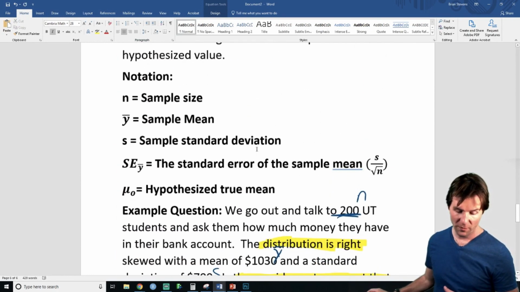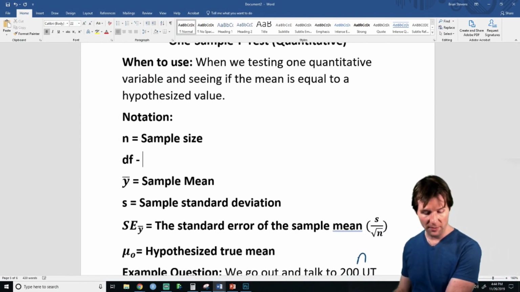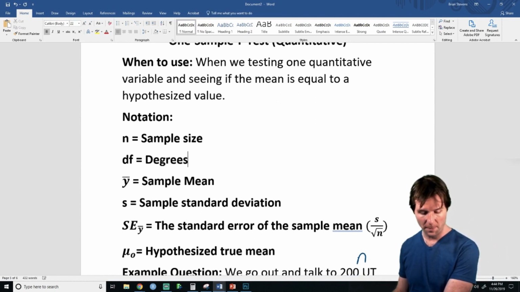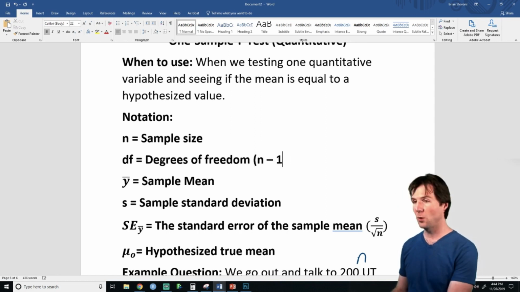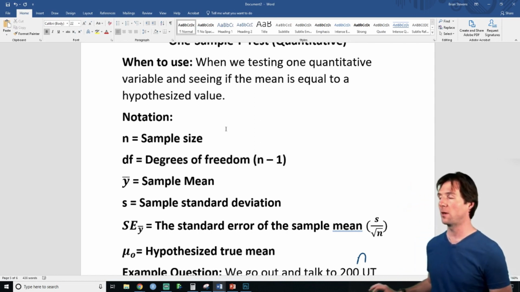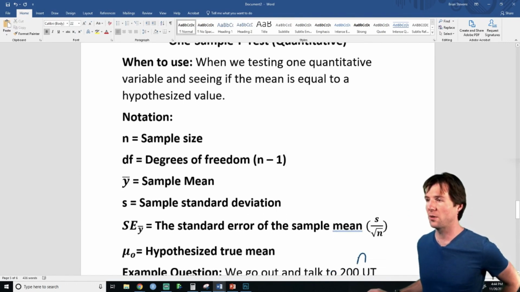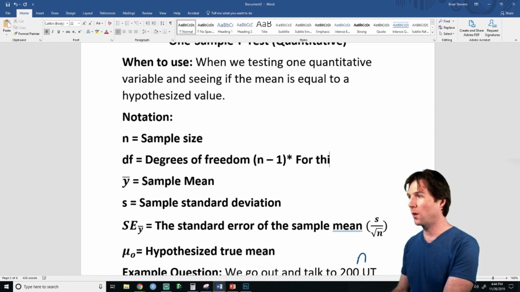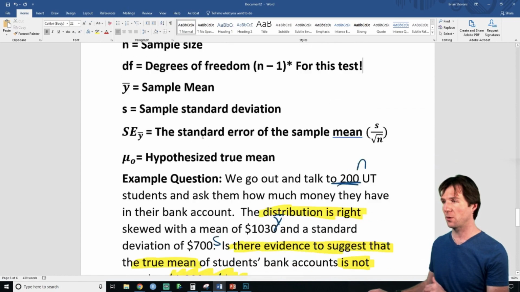We forgot one thing on our notation. Our last thing on the notation should be df equals degrees of freedom, and that is n minus 1. Every t will have with it degrees of freedom. I forgot those degrees of freedom in our notation. Sorry if you've been going down through the problem, but these are all the notations right here. Now I've moved the text. df stands for degrees of freedom, and for this test it is n minus 1. Watch out, let's put an exclamation point right there. Only for this test, the one sample t-test, is it n minus 1 degrees of freedom.